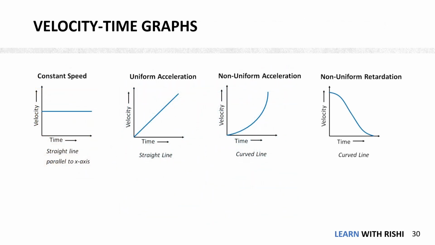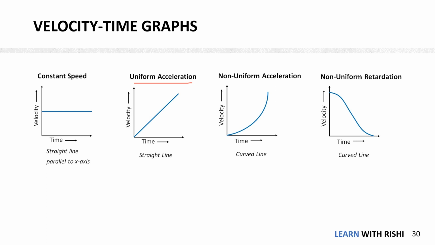Let us have a summary of these velocity versus time graphs. Here we have four cases. The first case is constant speed. If the body is moving with a constant speed, there is no change in the velocity, so the graph of velocity versus time will be parallel to the x-axis. The second case is uniform acceleration. Uniform acceleration means for equal intervals of time, the velocity change will be equal. For the first 5 seconds, if the change in velocity is 8 meter per second, for the next 5 seconds it will also be 8 meter per second. So when we plot the graph of velocity versus time for uniform acceleration, we get a straight line graph.